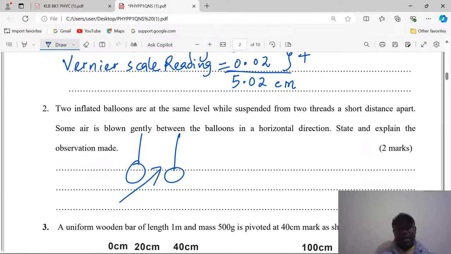So what happens is that they are going to obey what we call Bernoulli's effect, which says that provided that a fluid is non-viscous, incompressible, and having a streamline flow, then an increase in its velocity leads to a corresponding decrease in the pressure that it exerts. That means the air between the balloons will be moving at a very high speed, and with such a speed, the velocity will lead to a decrease in pressure between the two balloons.